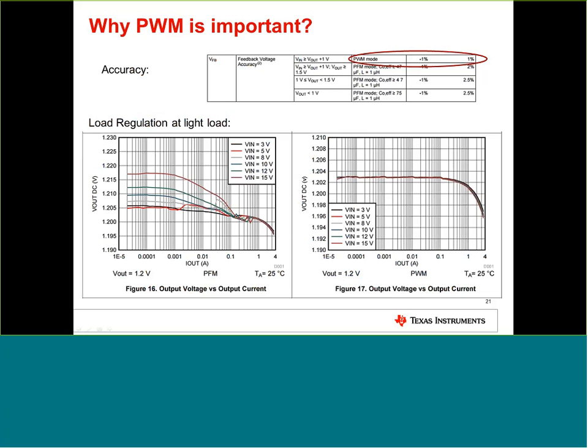Besides that, you can see at the bottom the comparison of the load regulation. On the left side, this is in PFM power save operation. On the right side, it's in forced PWM operation. And you can see a clear difference, especially at light load: the output voltage error is much less compared to the right side, where the device works in PWM mode. So this is again a huge advantage and helps, of course, to keep the tight tolerances.